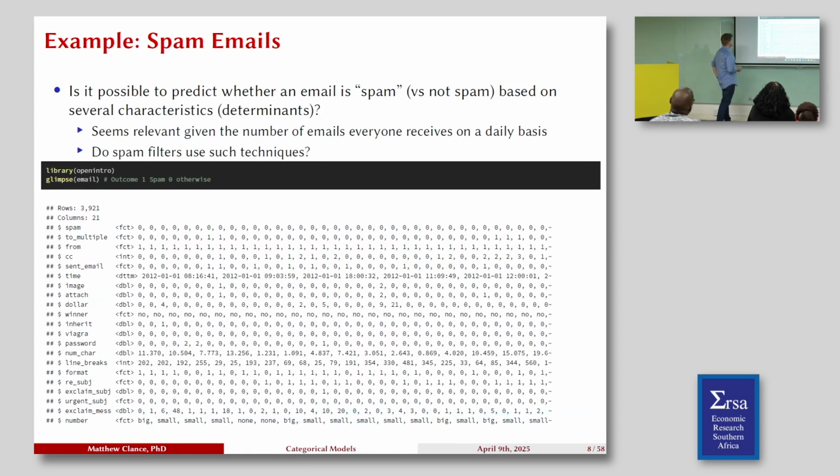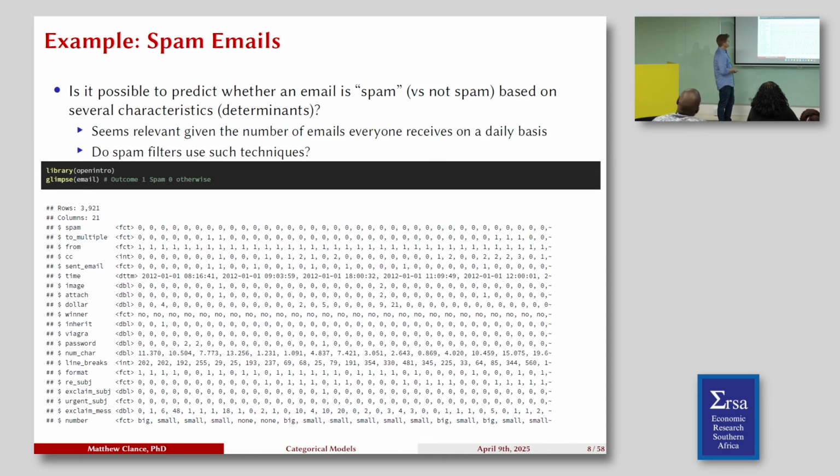So we're going to be looking at several determinants. I'll show a bigger picture on the next page, but this seems relevant given the number of emails everyone receives every year. I'm in here every day. When I get to my office, I have 30 emails. 3 of them might be worth even opening. Okay? And it's just something that we have to deal with on a daily basis.